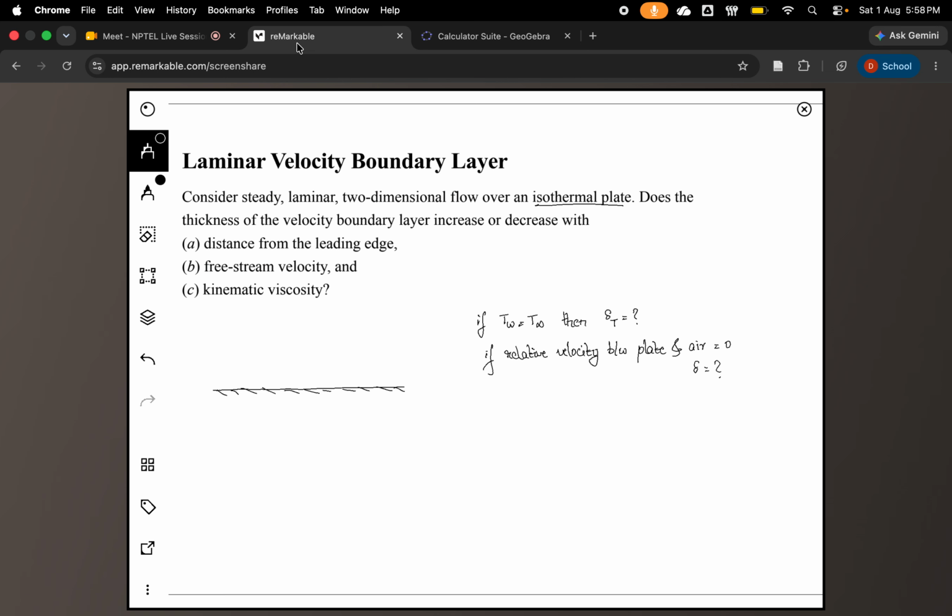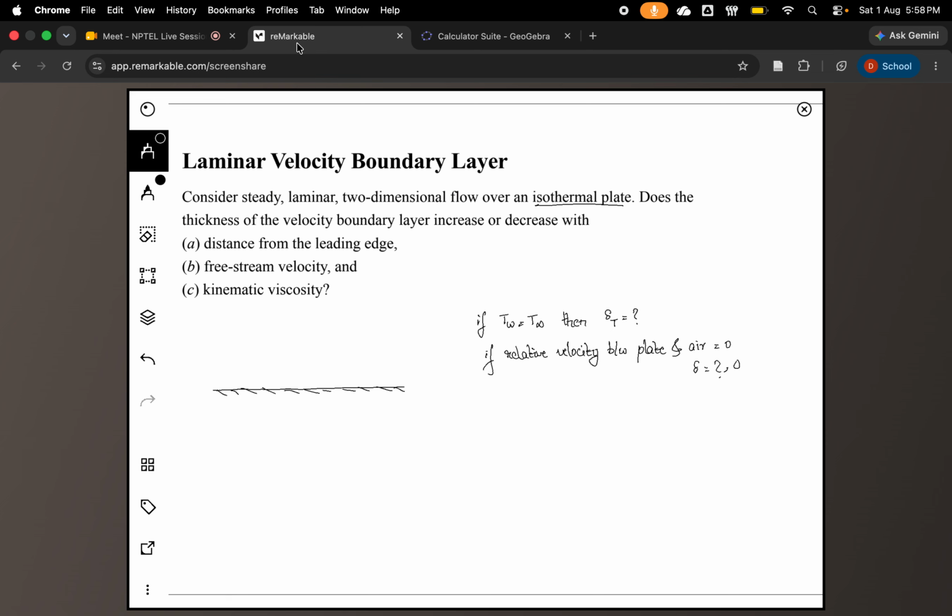So the reason the boundary layer is forming in the first place is because we have a velocity gradient. If both the plate as well as the air are moving at the same velocity, then there is no relative velocity between them. Then there wouldn't be any velocity gradient, so the boundary layer thickness should be equal to 0. The same case applies even for the temperature case.